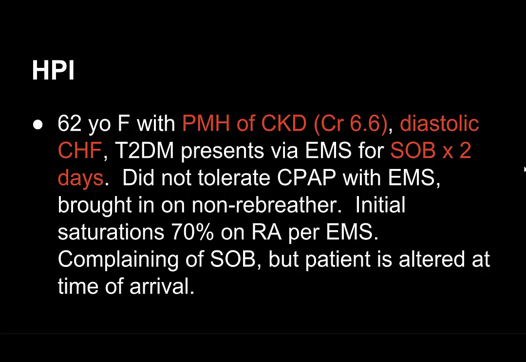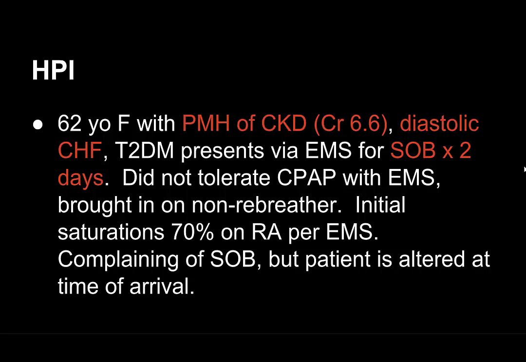This is a 62-year-old lady. She has a history of CKD. Her last creatinine was 6.6 just a month ago. She has diastolic CHF and diabetes. She presents via EMS for shortness of breath times 2 days. She didn't tolerate CPAP via the pre-hospital providers, so she's on a non-rebreather. They tell us she was about 70% on room air when they arrived, and she's complaining of shortness of breath.